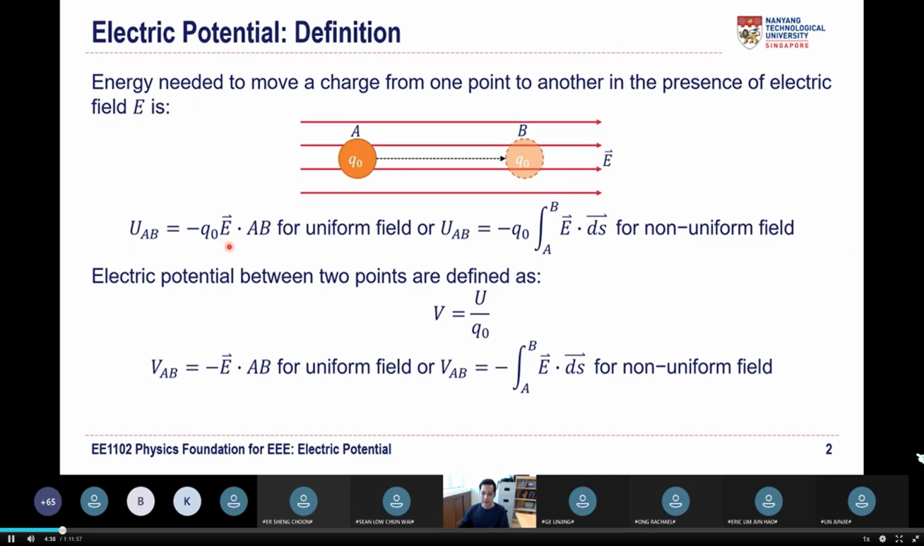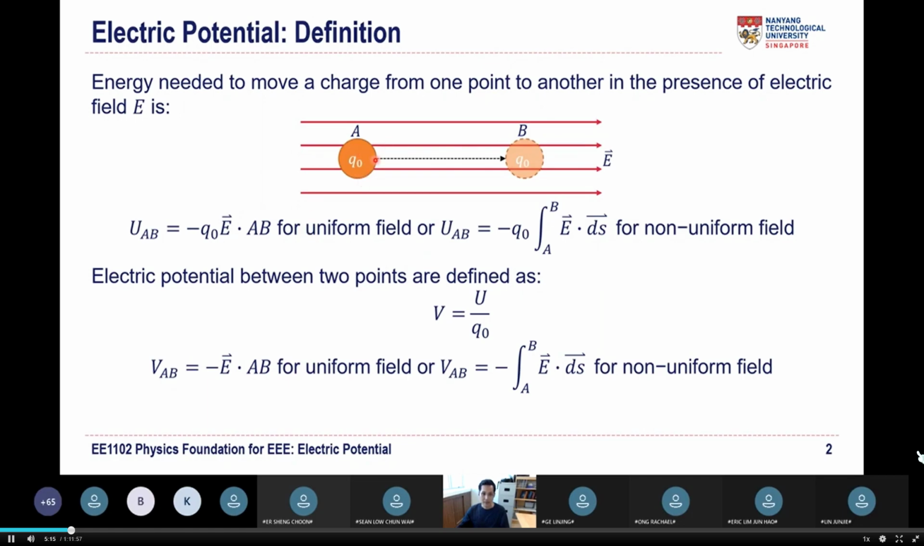Work done is force times distance, if you remember from elementary physics. And how do we calculate force? The force that is required to move a charge is the size of the charge multiplied by the electric field. If you are moving this in a uniform field, then you just multiply by the distance that you have moved, AB. That will give you the work done in order to move this charge from place A to place B.